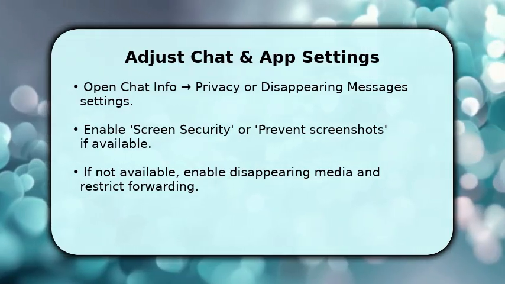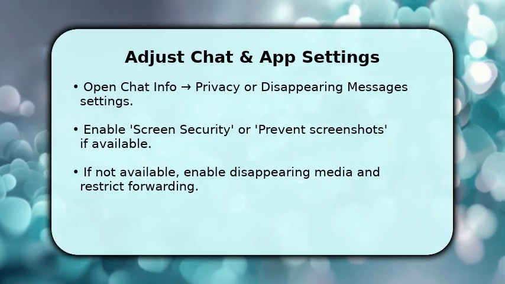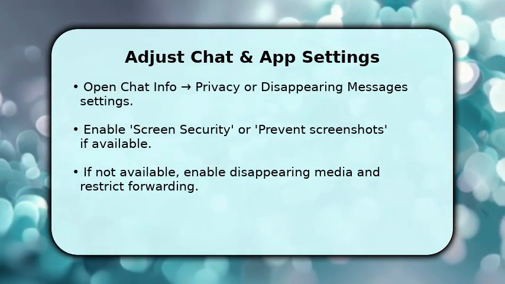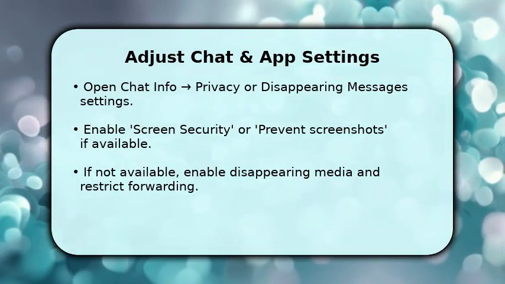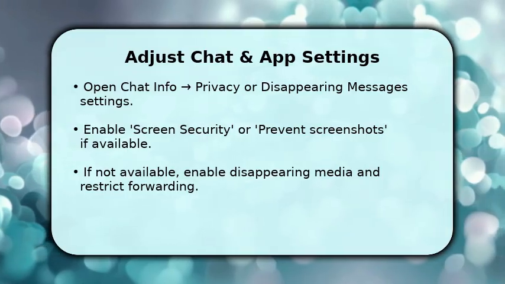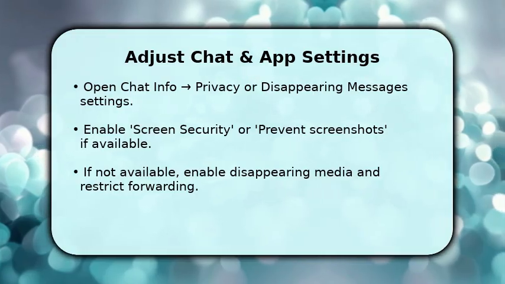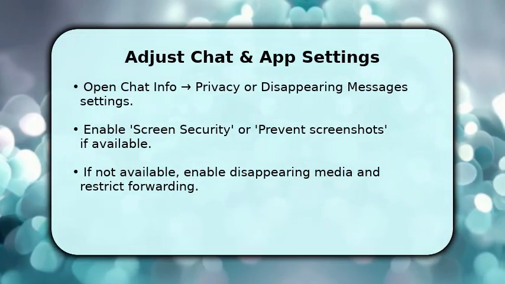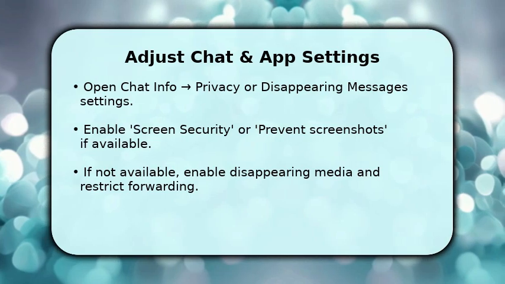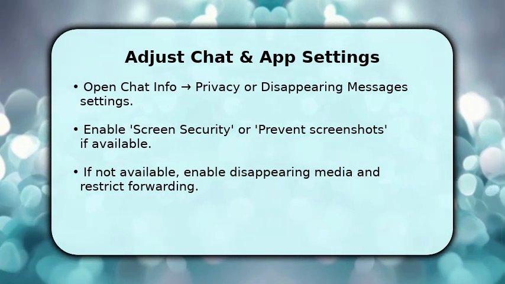If your app lacks that feature, instead enable disappearing media and set media to view once, then restrict message forwarding to reduce capture risk. Also make sure app-level screen recording blockers are active under Messenger settings. These middle steps are the execution core. Adjust them carefully to enforce protection.